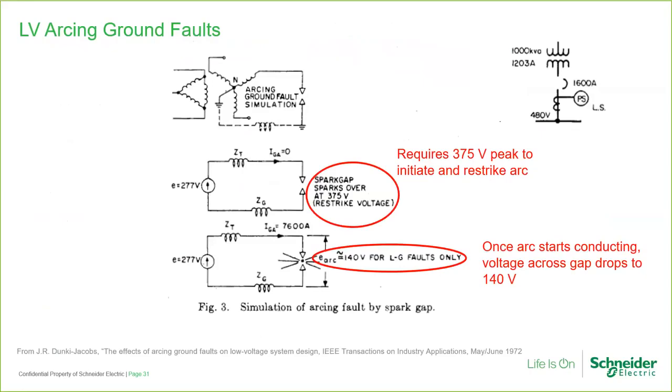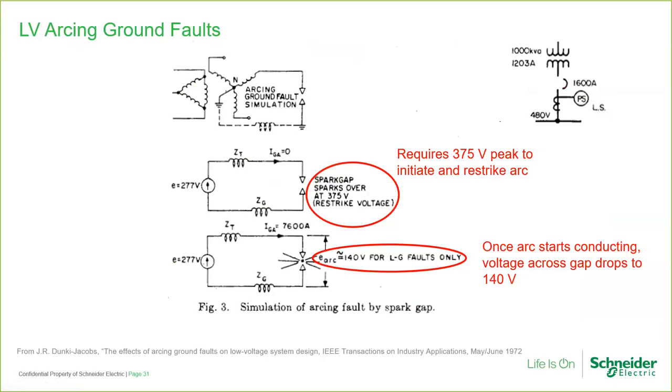The drawings here and in the next two slides are excerpted from J.R. Dunki-Jacobs' white paper, The Effects of Arcing Ground Faults in Low Voltage System Design, published in the IEEE Transactions on Industry Applications in May-June of 1972. In the upper right-hand corner is the medium voltage transformer rated 1000 kVA with a 480/277 volt Y secondary and a 1600 amp secondary main circuit breaker with long time and short time protection.